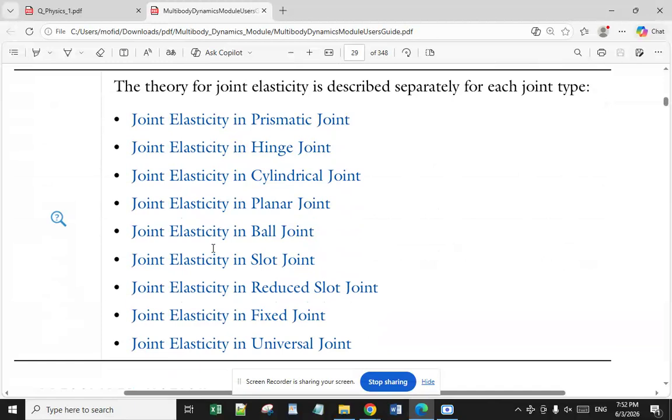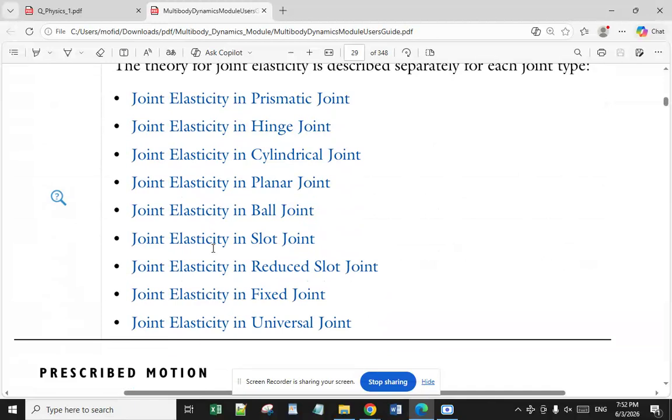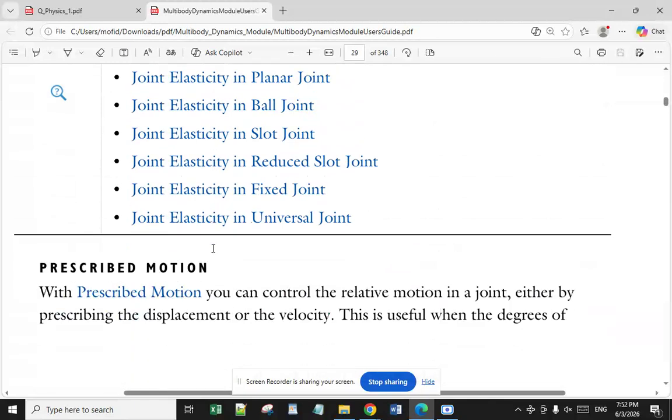Joint elasticity in prismatic joint, joint elasticity in hinge joint, joint elasticity in cylindrical joint, joint elasticity in planar joint, joint elasticity in ball joint, joint elasticity in slot joint, joint elasticity in reduced slot joint, joint elasticity in fixed joint, joint elasticity in universal joint.